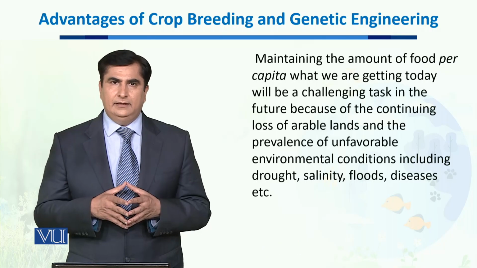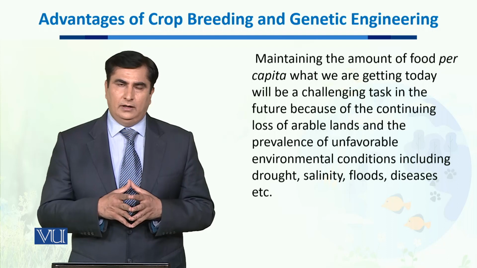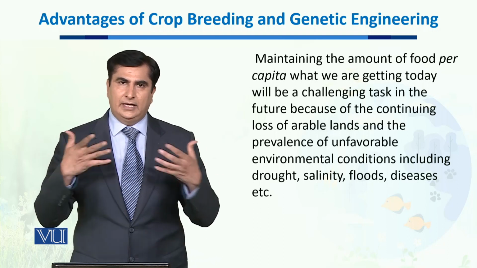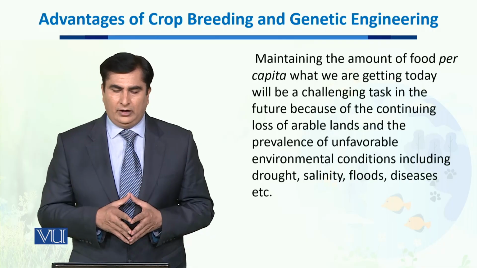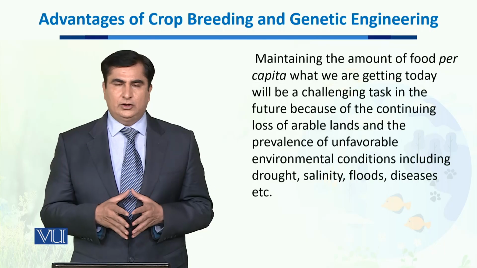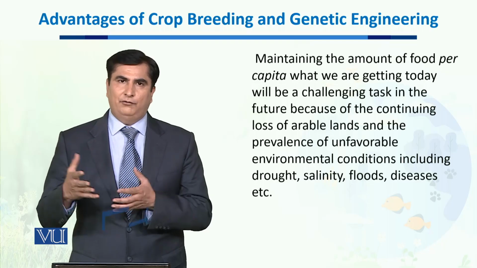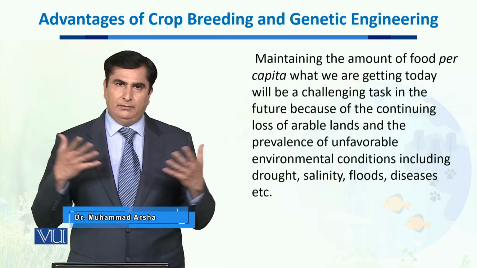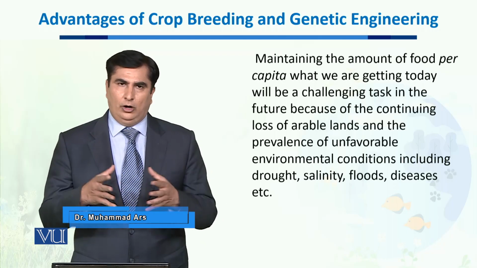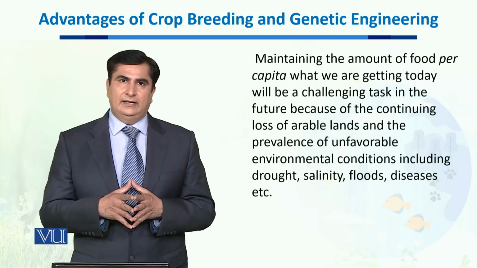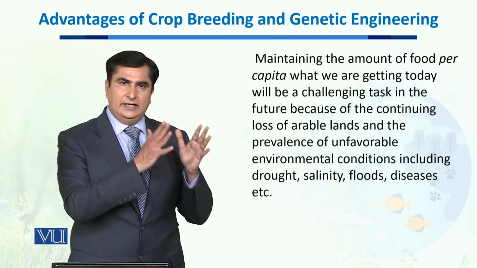Now, maintaining the amount of food per capita that we are getting today will be a challenging task in the future, because continuously the population explosion is seen in many parts of the world and the human population is increasing, and along with that there is a loss of arable or agricultural land and the prevalence of unfavorable environmental conditions such as droughts, salinity of the soils, flooding in many parts of the world, as well as new emerging diseases of these crops.